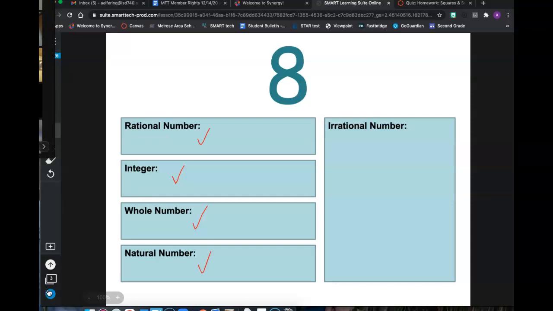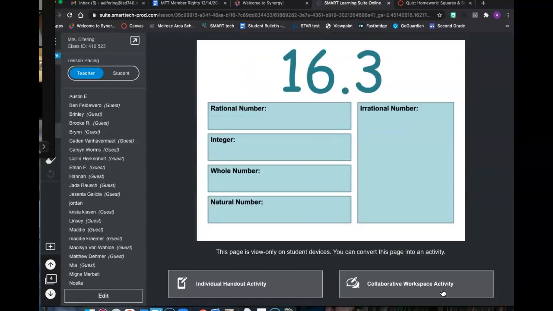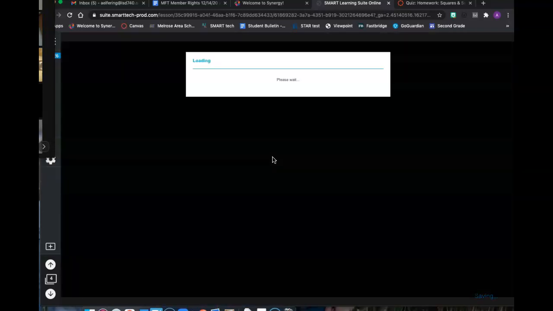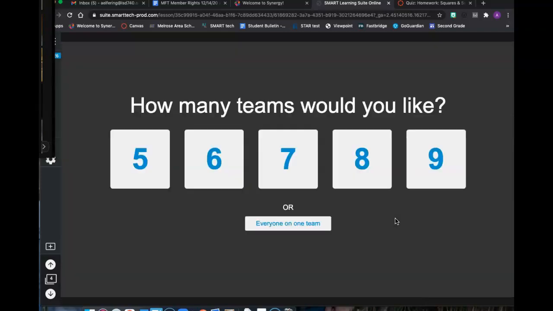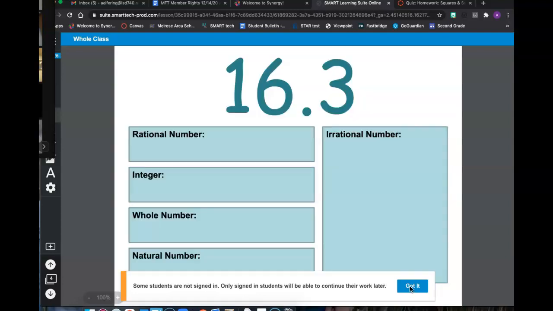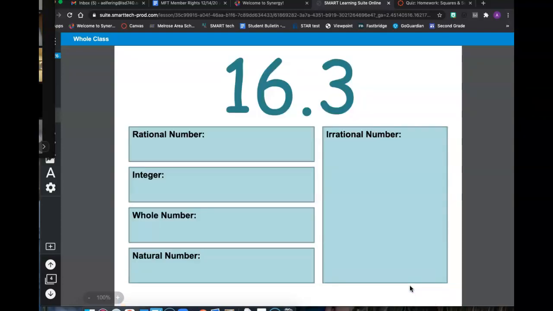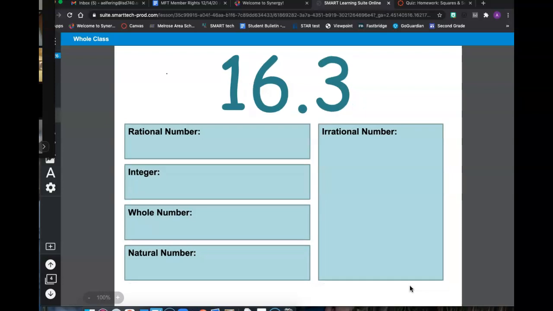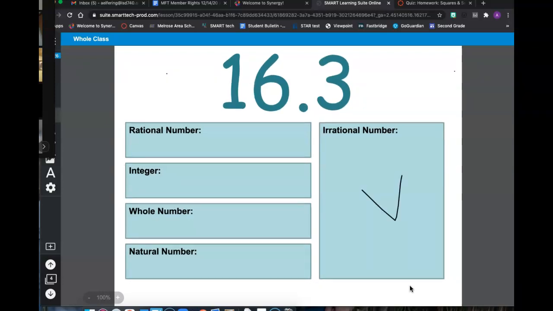Okay, so I'm going to give you another number, and then I'm going to make it an activity. You're going to end up seeing lots of check marks show up on your screen, because everybody's going to write on the same screen. We haven't done it this way before. We'll see how it works. The number is 16.3. Hang on. Mine is taking a second to load. Go ahead and put a check mark in every box that you think it belongs in. Make sure you choose the pen first.